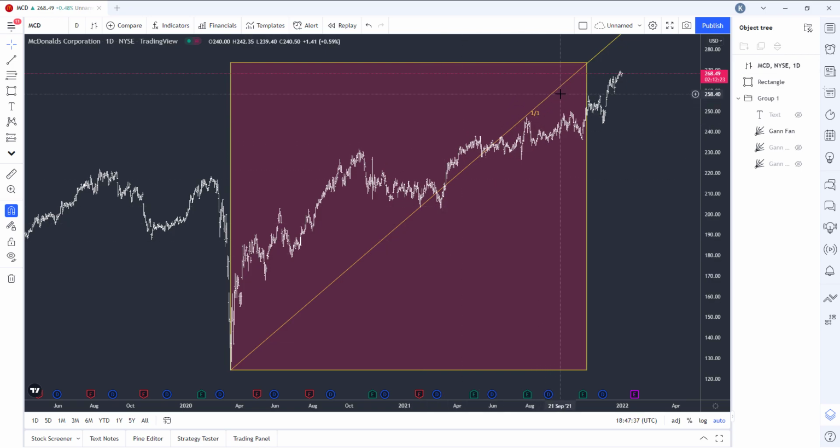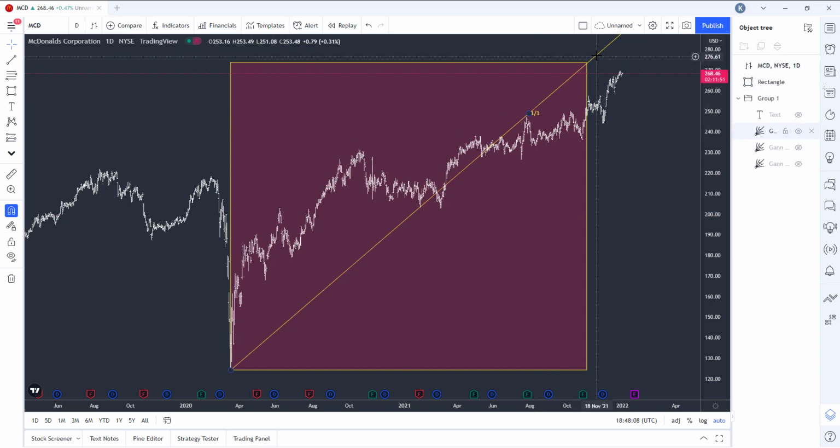And also the angles have to be updated. If they expire, you have to draw a new one. In this case, this angle has actually expired at this position, so we have to draw a new 1 by 1 angle, right? So this is how you know at what position a stock or commodity is bullish or bearish.